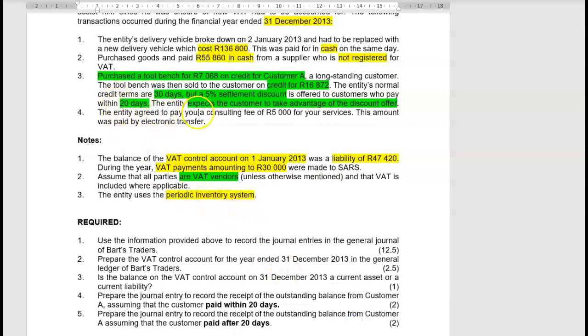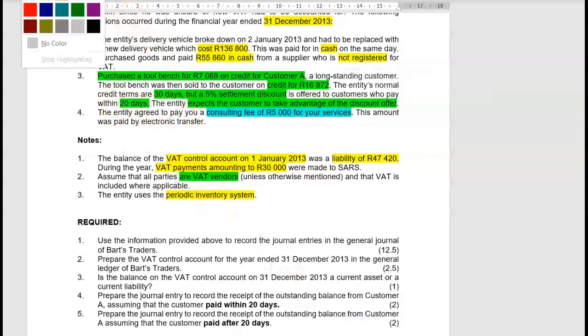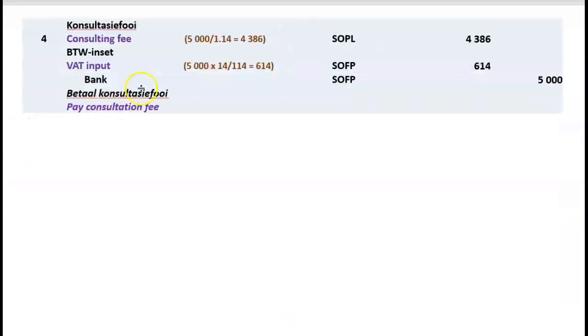The entity agreed to pay you a consulting fee of 5,000 Rand for services rendered. This amount was paid by way of an electronic transfer of funds. So 5,000 Rand, that is the total expense. I have to take out the VAT because no income or expense item includes VAT. So the VAT exclusive amount will go to the expense account, statement of profit or loss.